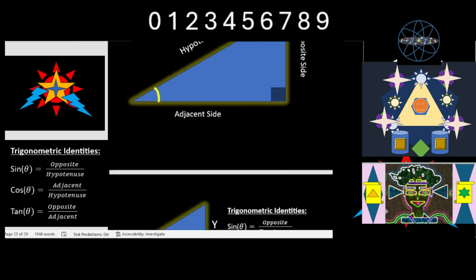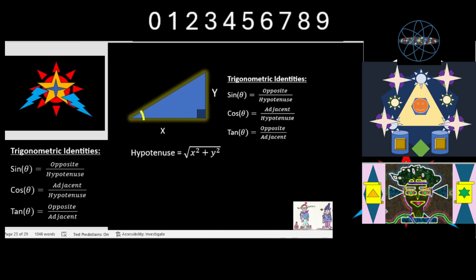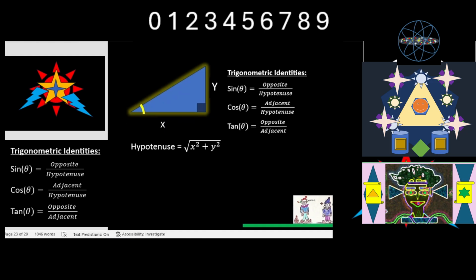Now, some trigonometric identities that every high school student should know are the sine, cosine, and tangent. The Pythagorean theorem states that the square root of x squared plus y squared gives you the hypotenuse. The trigonometric identities related to the right triangle: let's suppose theta is represented by this yellow line here. Sine of theta is the opposite over the hypotenuse. Cosine of theta is the adjacent over the hypotenuse, and tangent of theta is the opposite over the adjacent.